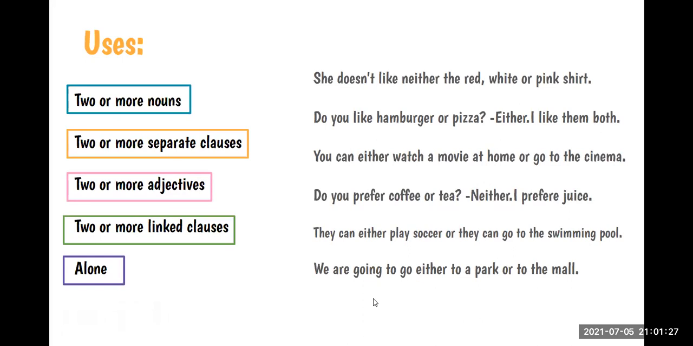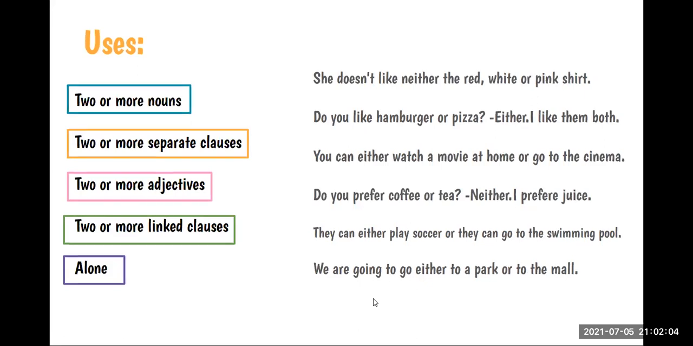She doesn't like neither the red, white, or pink shirt. Do you like hamburger or pizza? Either. I like them both. You can either watch a movie at home or go to the cinema. Do you prefer coffee or tea? Neither, I prefer juice. They can either play soccer or they can go to the swimming pool. We are going to go either to a park or to the mall. So these are the sentences that we are going to match with the functions.